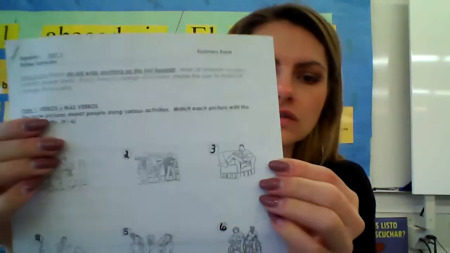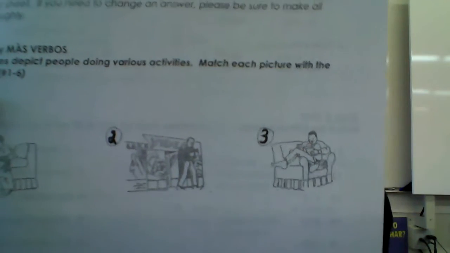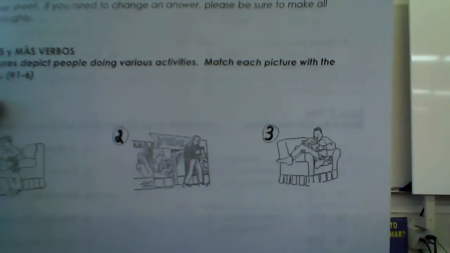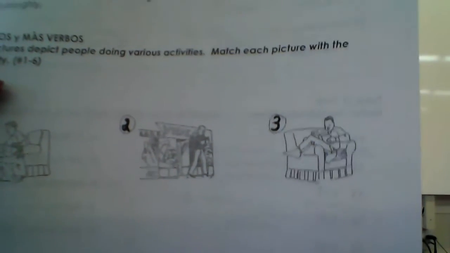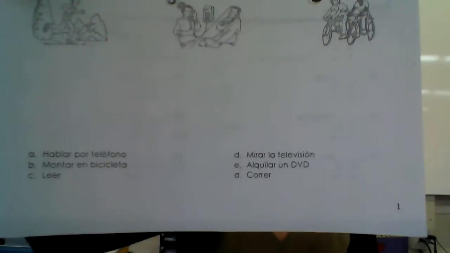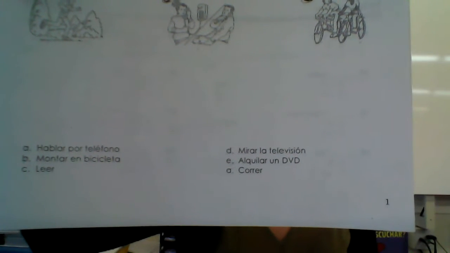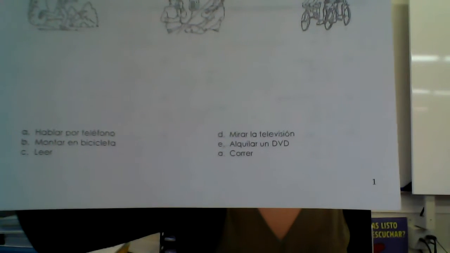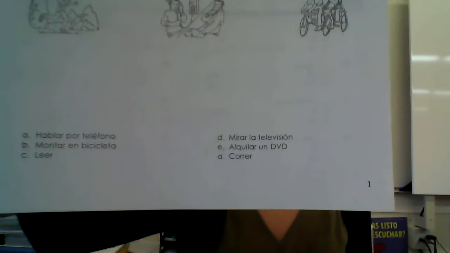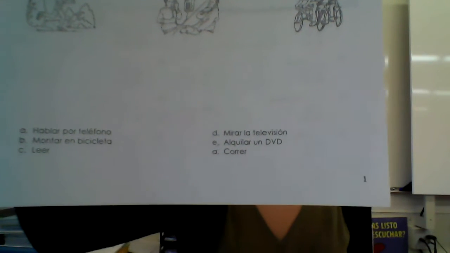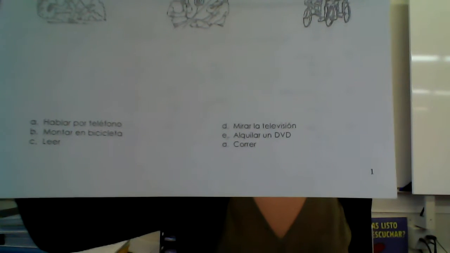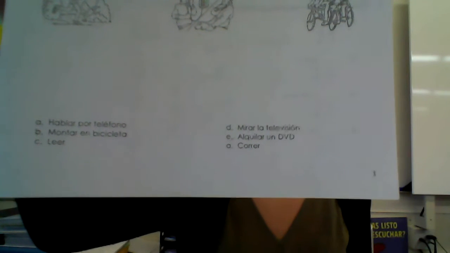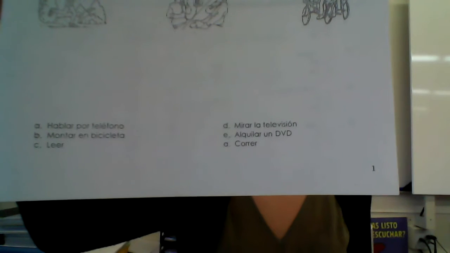Numero 2 is a photograph of a man renting a DVD. So he's coming out of a movie store, he's renting a DVD. So you need to decide if number 2 would be hablar por teléfono, which is A, montar en bicicleta, letter B, leer, letter C, mirar la televisión, letter D, alquilar un DVD, letter E, or correr, letter A.